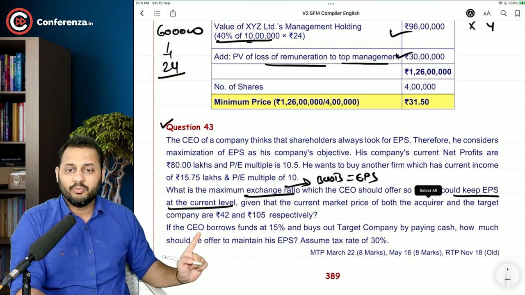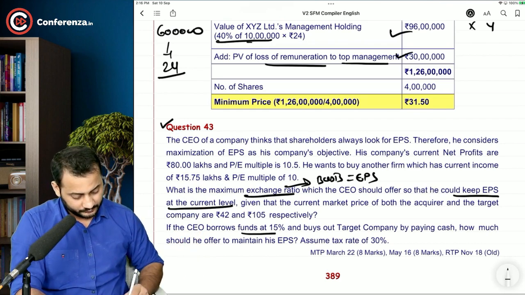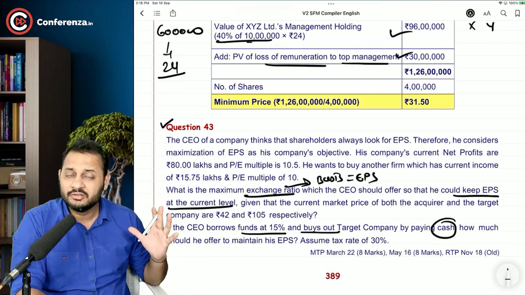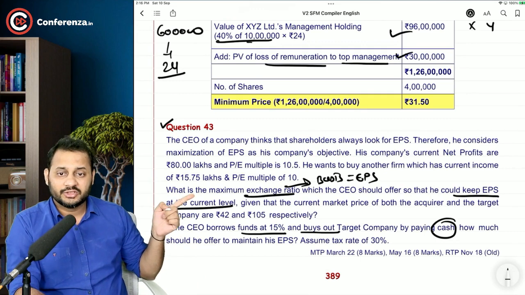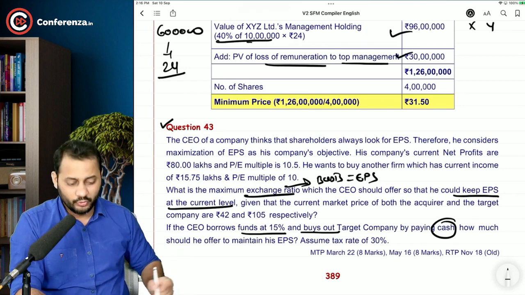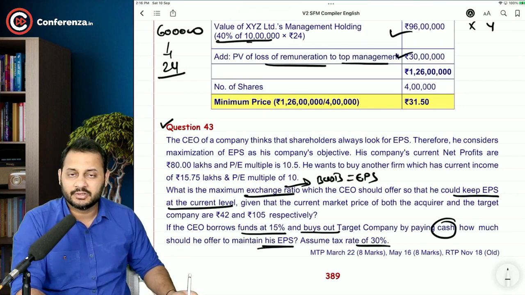If the CEO borrows funds at 15% and buys out the target company in cash, not in shares. It was the share exchange here. Now we are buying the entire company in cash. How much should he offer to maintain his EPS? Assume the tax rate as 30%.